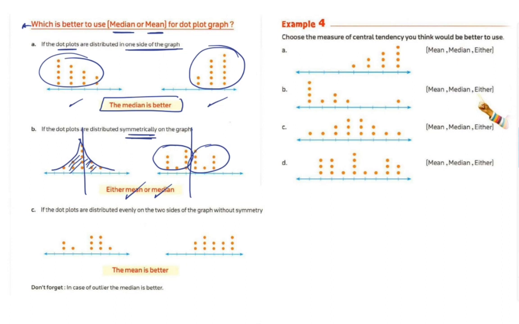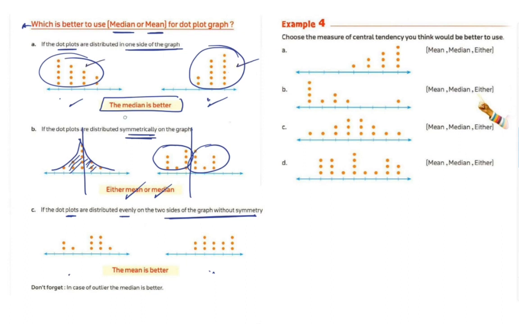The same thing, okay? But what if you have some plots distributed evenly on two sides without symmetry? You have just distributed dots without symmetry and without side. Not to the right, not to the left, not symmetrical. So, not these two cases, not like this case. This case is to the right and here to the left.